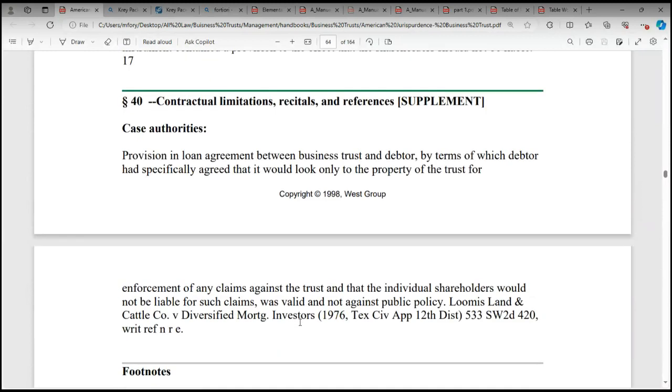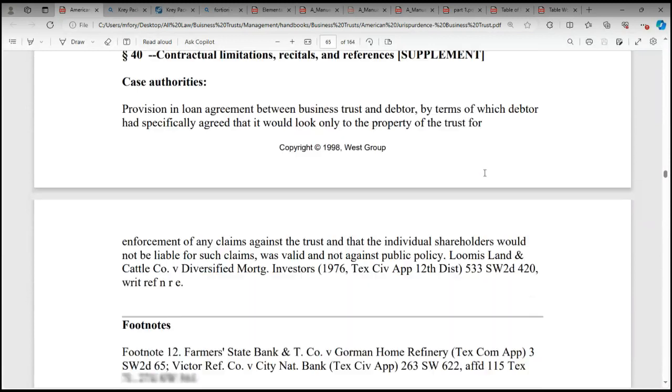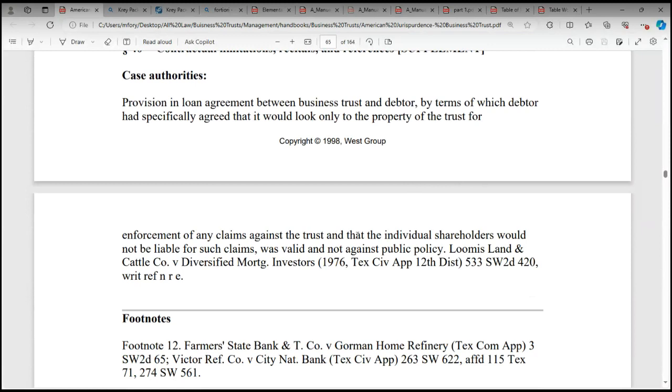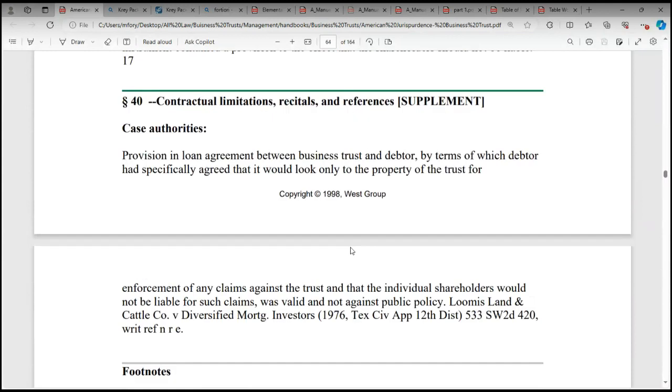Case authorities supplement a provision in a loan agreement between business trust and debtor, by terms of which debtor had specifically agreed that it will look only to the property of the trust for enforcement of any claims against the trust, and that the individual shareholders would not be liable for such claims, was valid and not against public policy. This is a loan agreement. Now, do we know who is who? Who made this loan agreement? The business trust or the debtor? Well, I guess that kind of answers it in itself.